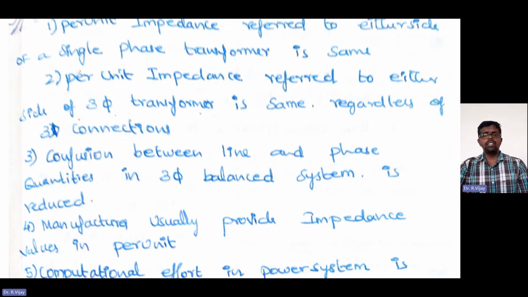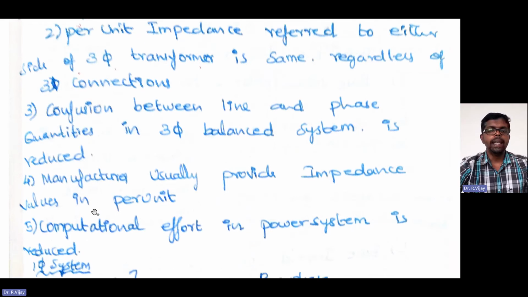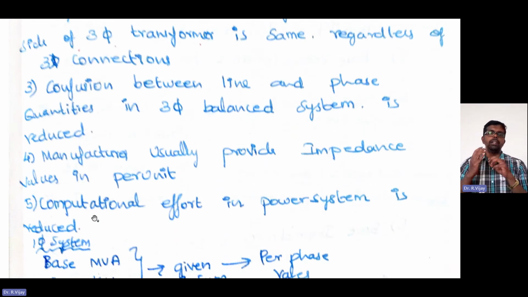Next, manufacturers usually provide impedance values in per unit. If you are going to purchase a generator, they will provide the values in per unit. Why do they mention per unit? For simulation purposes, it is very easy. Otherwise, the simulation will take more time.